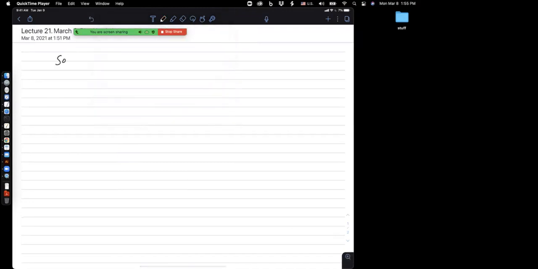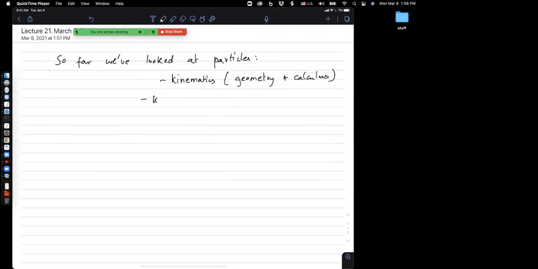So far, we've looked at particles, right? And particle kinematics. And by kinematics, we mean basically geometry and calculus. And particle kinetics, by which we mean basically Newton's laws and other related things. So let me just say, very broadly, within quotes, F equals ma, the relation between forces and motion.